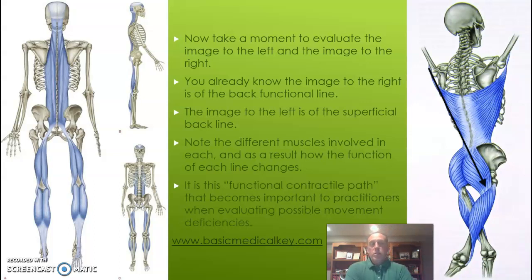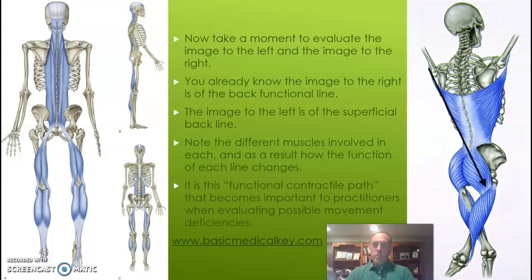And this lecture is not to be exhaustive. This is just a brief overview. You think of the terminology, the functional contractile path of that fascia line. How does the functional contractile path on the left differ from the one on the right? What are the movement patterns you would see over here on the left-hand side versus the ones on the right? And to that end, it allows you to be a better practitioner in evaluating human movement and perhaps being able to evaluate deficiencies in human movement.